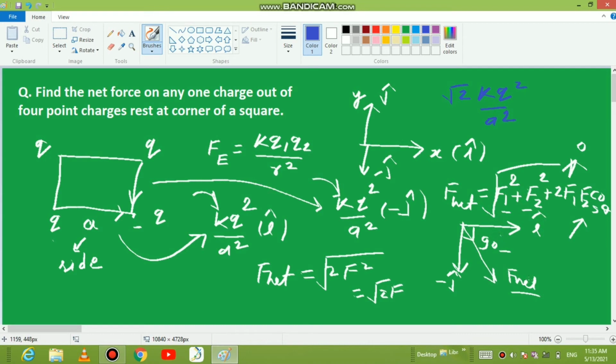We can find the direction easily. This angle is 45 degrees. So the direction is equal to I cap cos 45 plus j cap sin 45. Here j cap is negative, so this value will be negative. The resultant direction will be I cap upon root 2 minus j cap upon root 2.